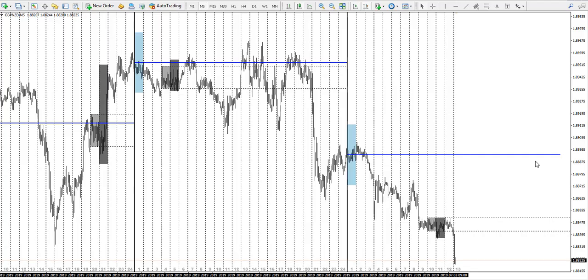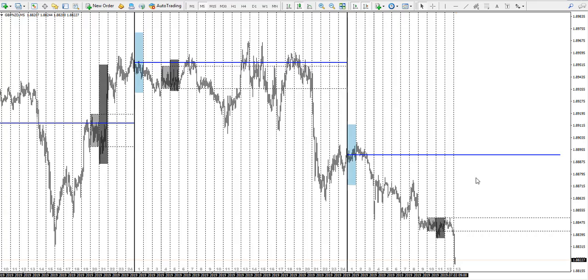The solid vertical black line is 2 p.m. New York. The blue line is the close level, 2 p.m. close, New York time.